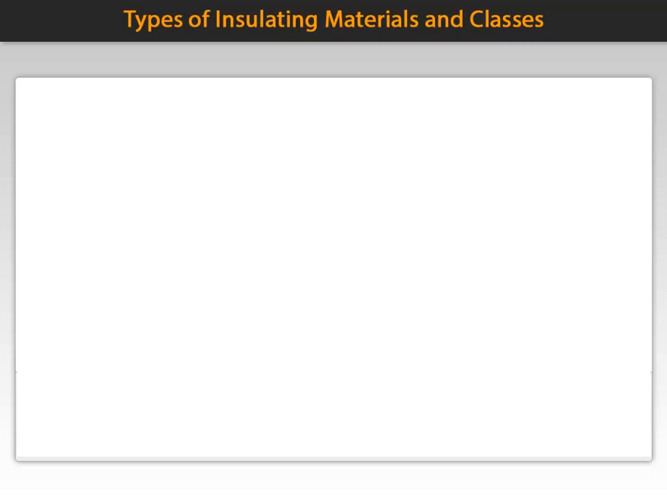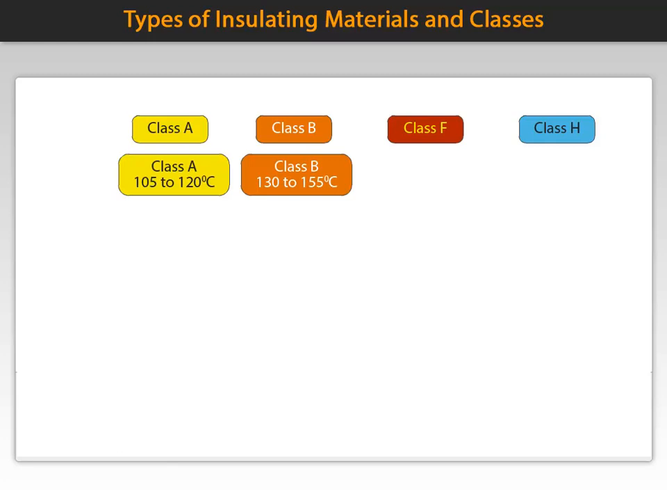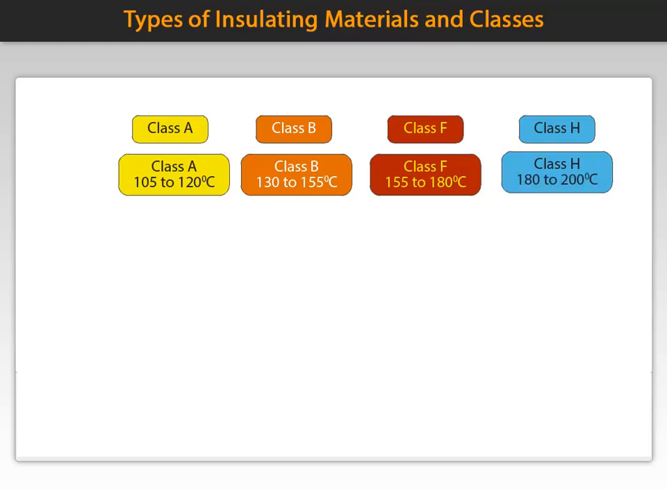Aside from the characteristics we previously discussed, insulation falls into specific classes starting at Class A through to Class H. Let's reflect on these. Class A covers a temperature range from 105 to 120 degrees C. Class B temperature range starts at 130 up to 155 degrees C. Class F is rated at 155 to 180 degrees C. And finally, Class H, usable temperature is 180 to 200 degrees C.